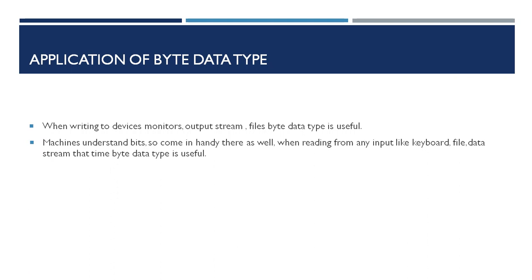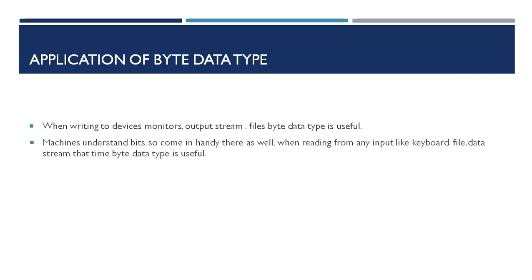Because we know machines understand only bits, and the byte data type stores data in the form of bytes, no encoding is required here. We can read directly from keyboards and files. Another application of the byte data type is writing data to monitors, output streams and files, which is easy because no conversion is required.